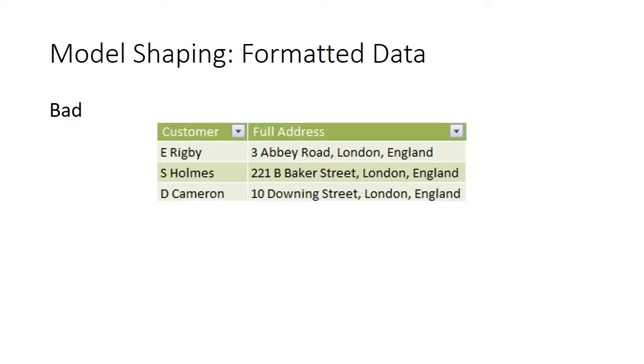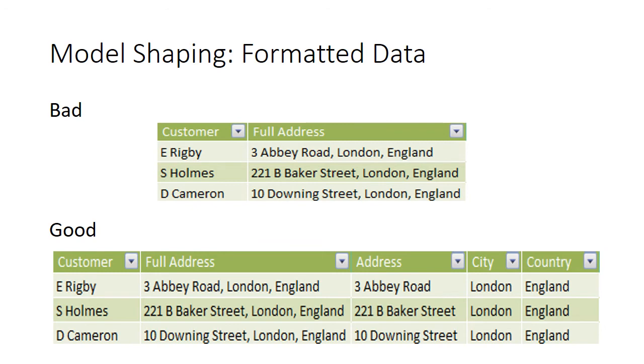The third example is formatted data. If you have a column of data that has internal structure, such as full address, where the street address, city, and country are embedded within the data, Q&A will be unable to extract those individual columns for query separately. So if your users want to ask which customers live in London, you'll need to have a city column as well. When you break the data out into multiple independent columns, keep the full address, because your users may also want to be able to ask questions like, show the full address of E. Rigby.